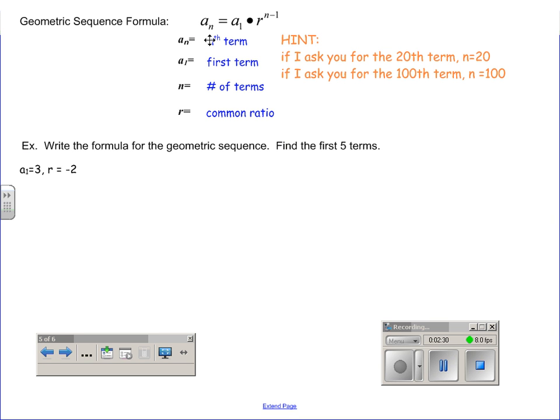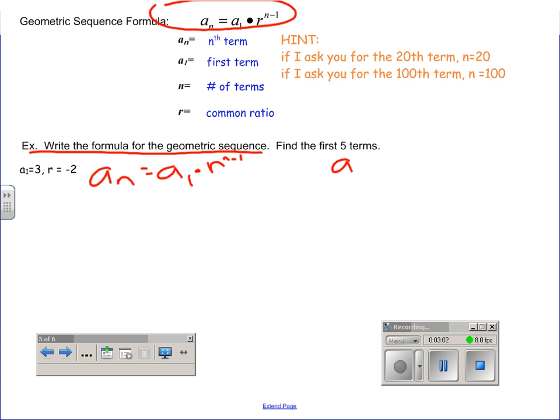So the question is to write the formula for this geometric sequence, then find the first 5 terms. So the first thing we're going to do is write the formula. The formula is up here. So I'm going to write a to the n equals a1 times r to the n minus 1 power. And it's important we pay attention to how we plug these in. Now they want to know the first 5 terms. Well, a to the 1 is already given. So the first term is 3.